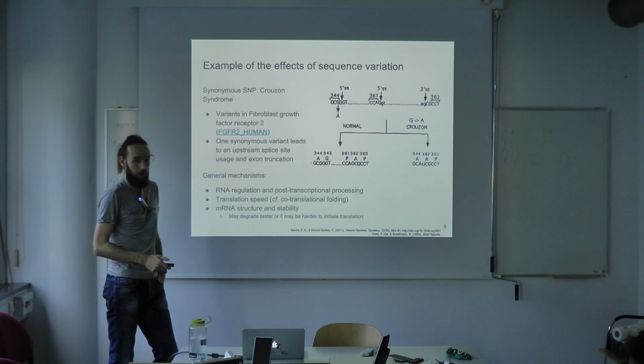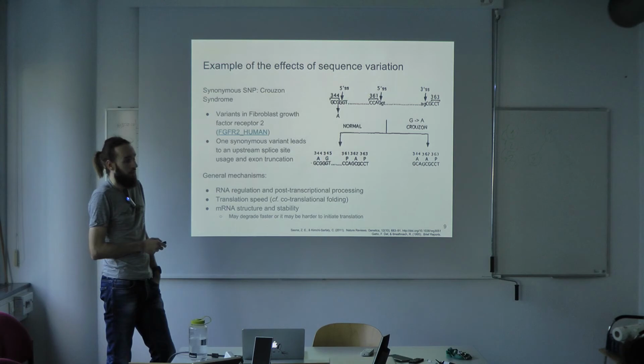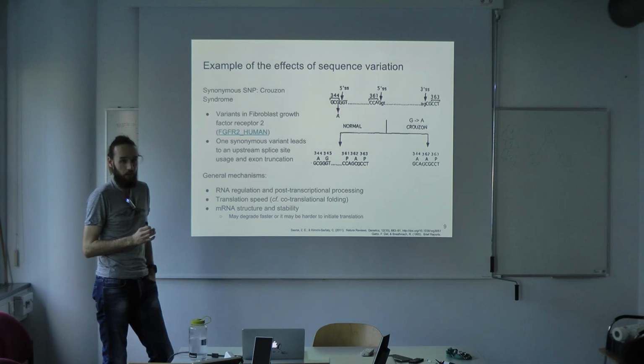But usually, this is our exon. It starts somewhere here, it goes along until here, and then this is the splice site. So here we have an intron, which is cut out, and then here is the next exon. So from here until here is where our protein usually goes.